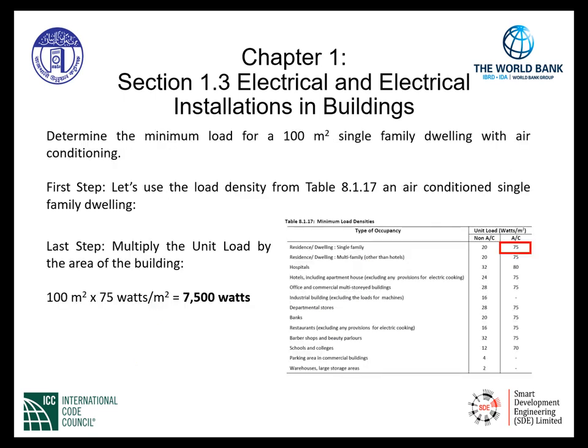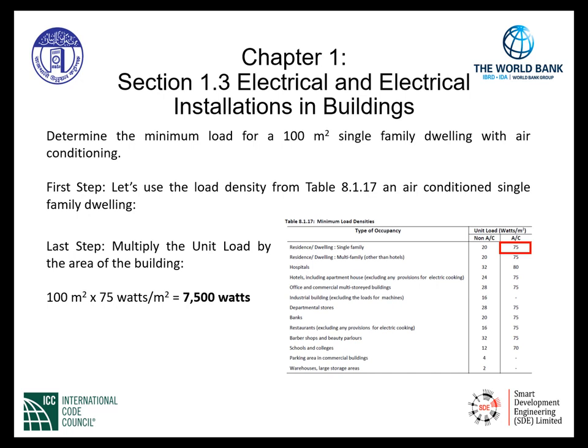As an example, let's determine the minimum load for a 100 square meter single-family dwelling with air conditioning. Our first step is to use the load density from Table 8.1.17, an air-conditioned single-family dwelling. The type of occupancy is a single-family dwelling. We go over to the last column and get a value of 75 watts per square meter.